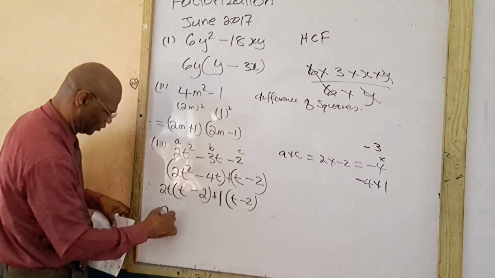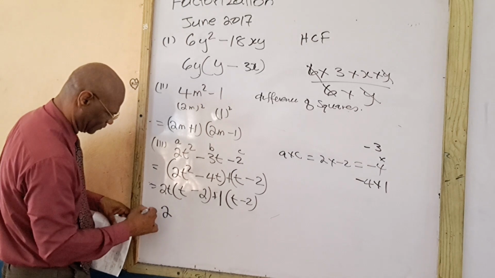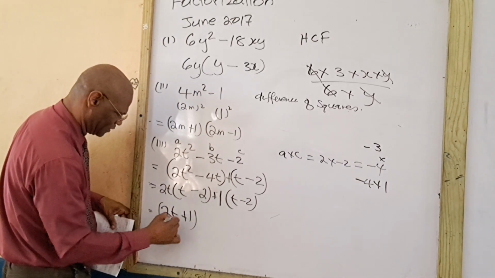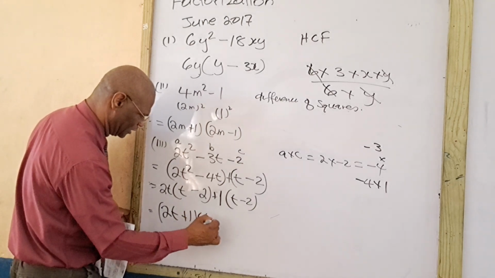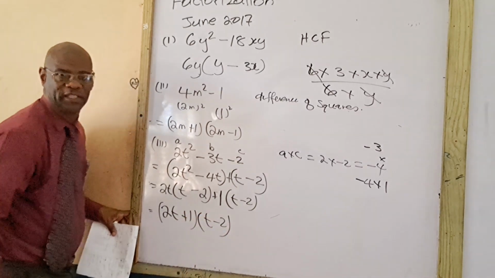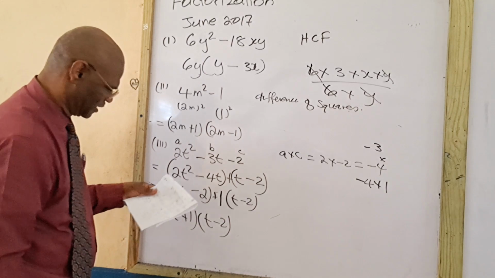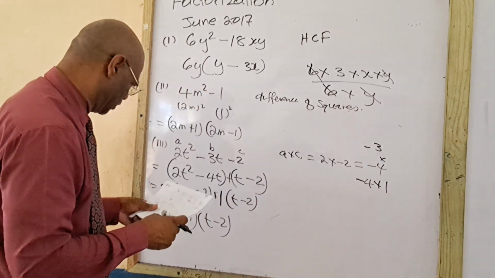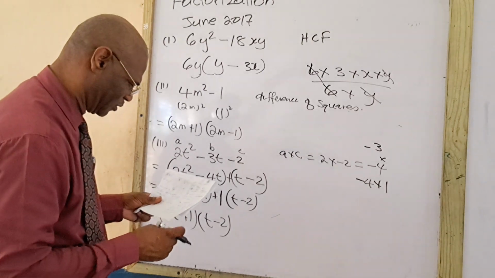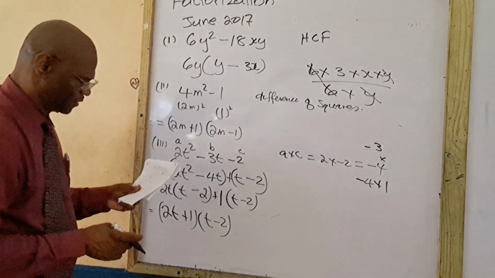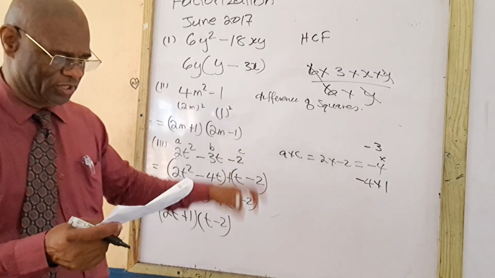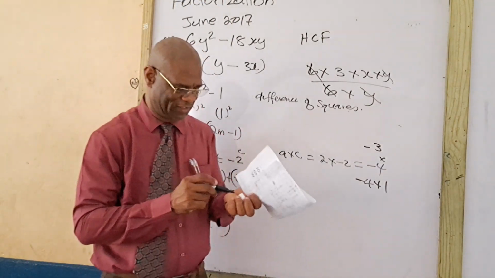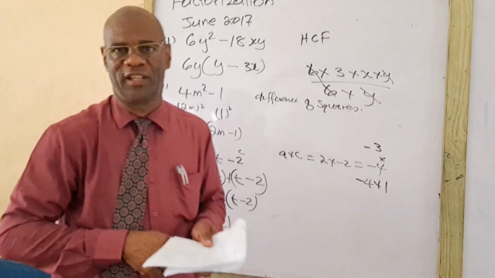So we have 2t plus 1 into t minus 2. Right? And that's where we have it. And that's it. Right? So t minus 2 into 2t plus 1. Alright? So these are some of the factorization questions from 2017 all the way to 2023.